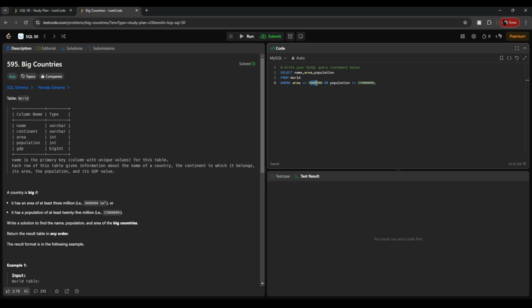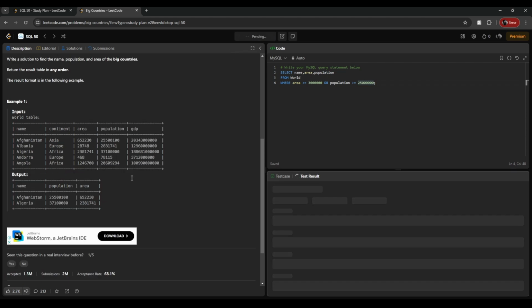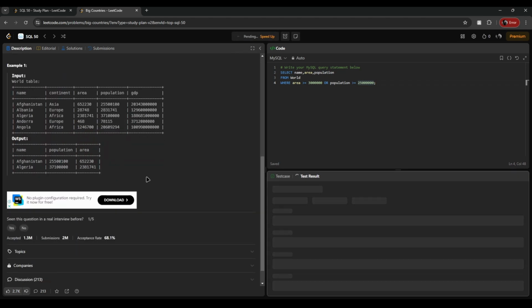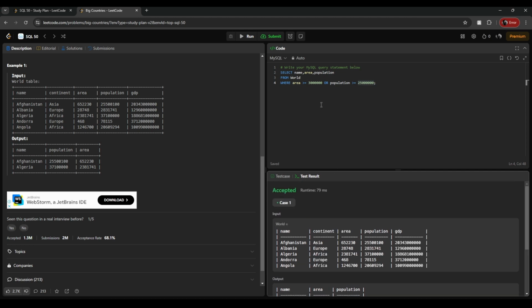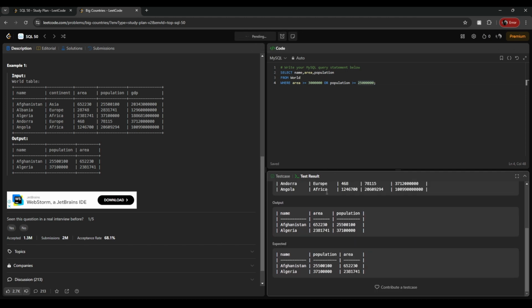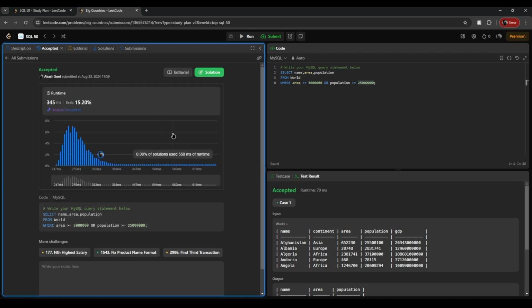Okay, 6 zeros here, and 6 zeros here. Okay. So I think this code will work. Let's give it a try. Okay. So let's submit the question. Yeah, it worked. Okay.